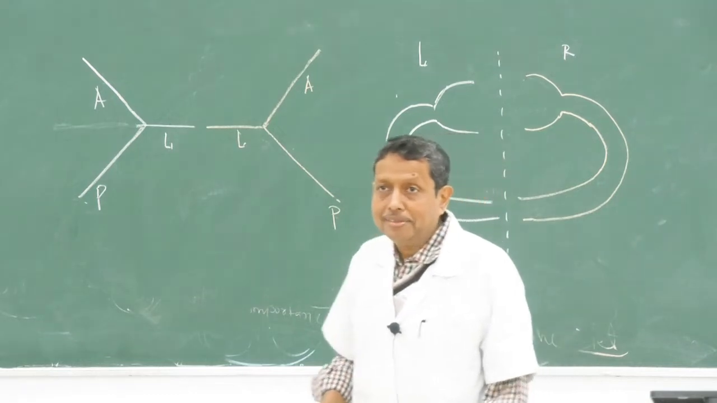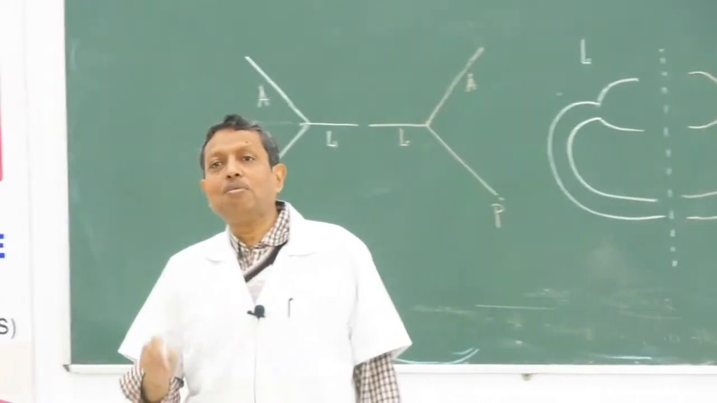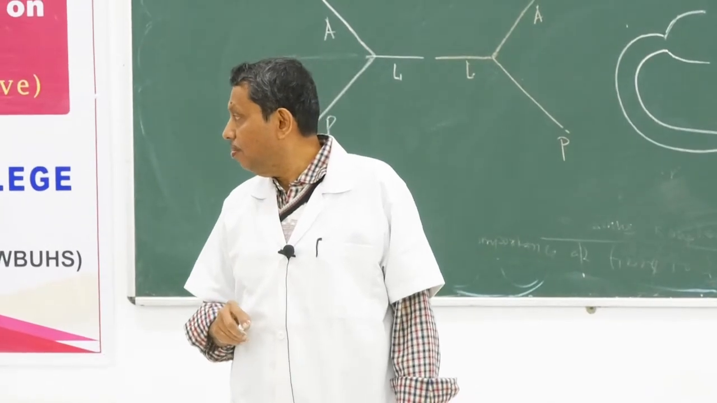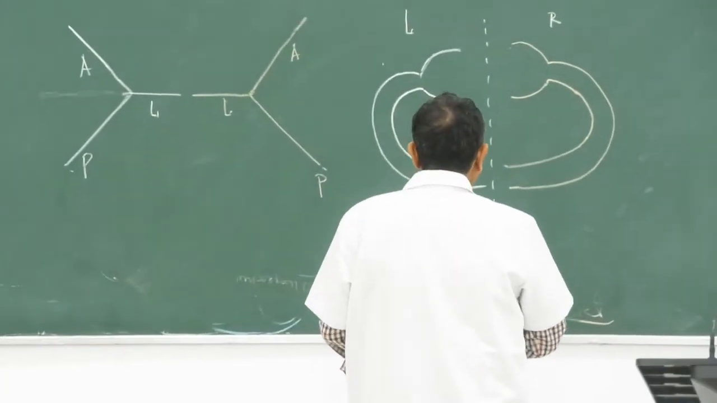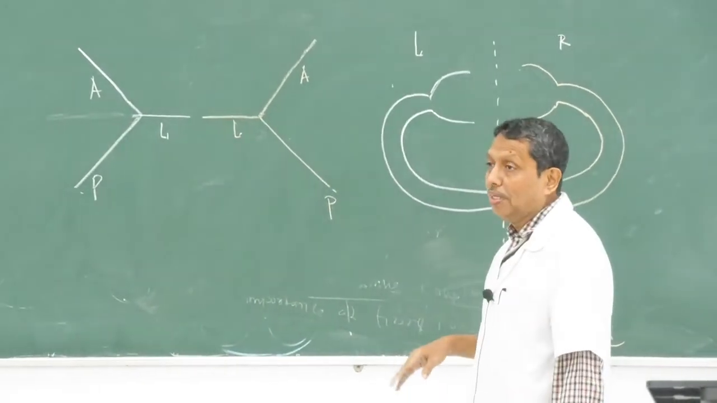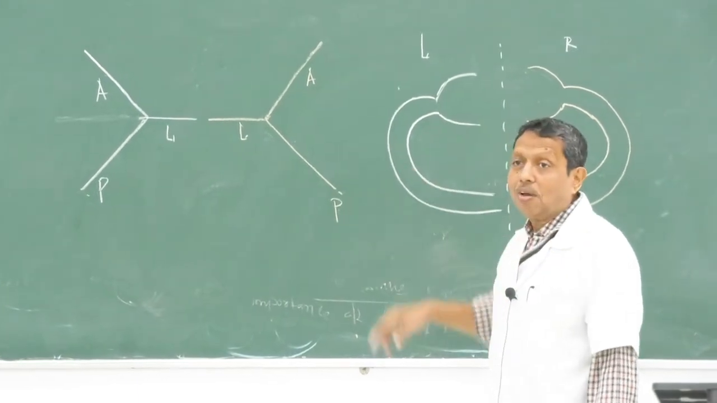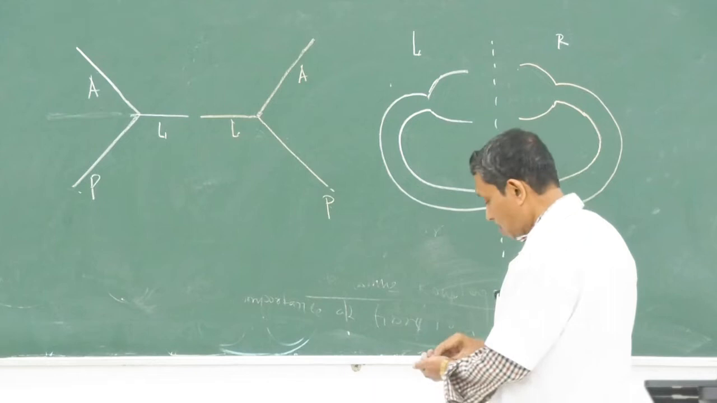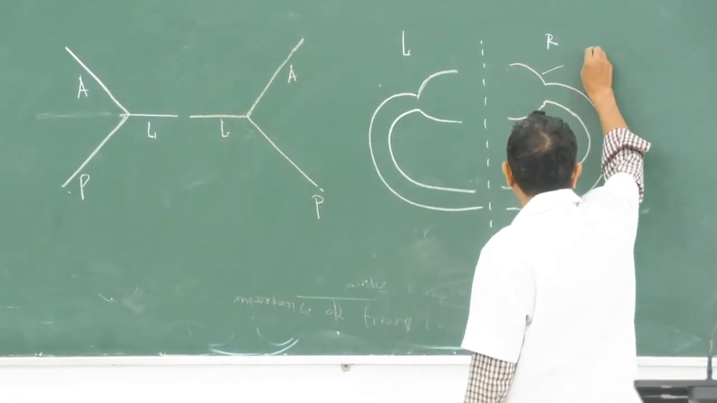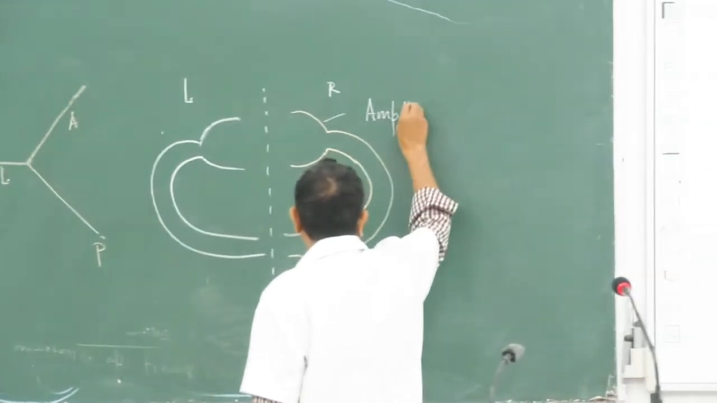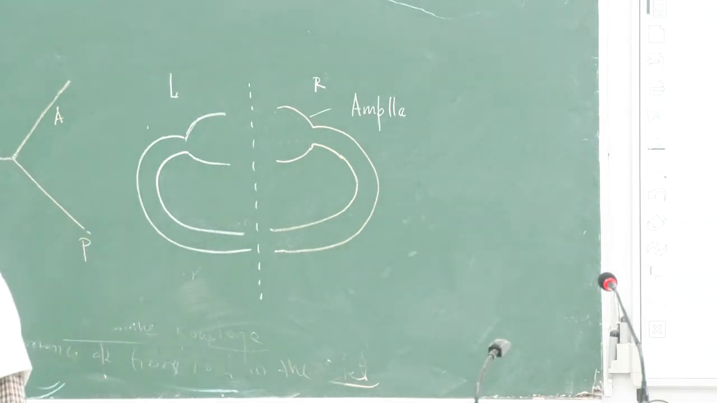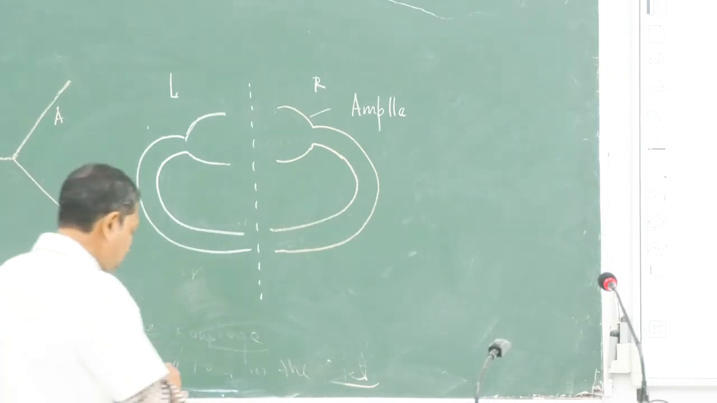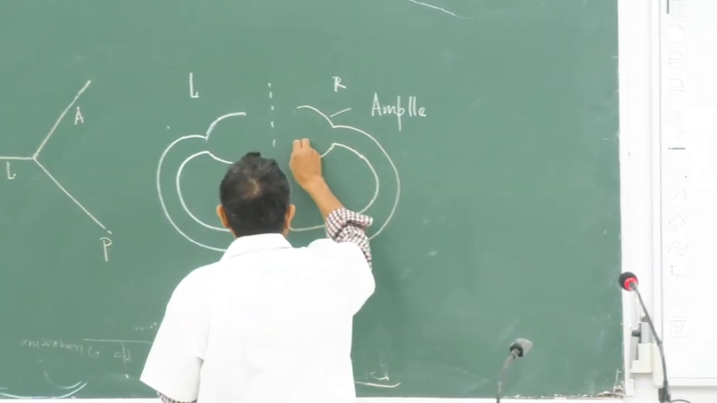Horizontal semicircular canal. You can imagine the horizontal semicircular canal in this way. On either side they are disposed and there is a dilatation. It is called ampulla, A-M-P-U-L-L-A. And within this, there is the receptor organ, crista ampullaris. And they are like this.